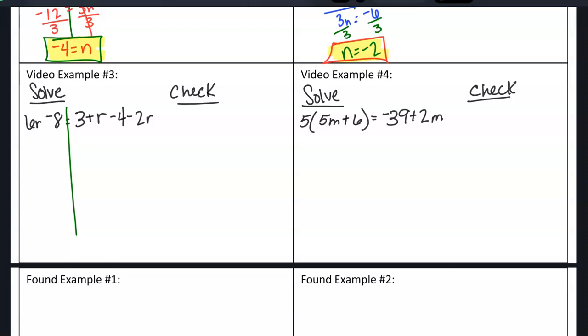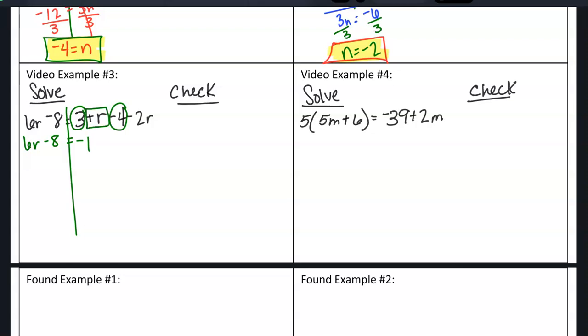So there's nothing to simplify on the left. 6r and 8 cannot be combined together, so we're just going to keep that exactly the same. But on the right-hand side, we do have some like terms. We have multiple like terms, actually. We have a +3 and a -4. Those are constants. We can add them together. They are the same type of number. 3 plus a -4 is -1.